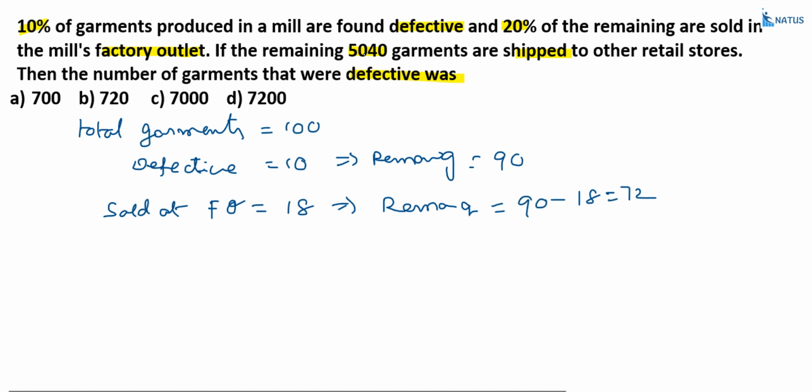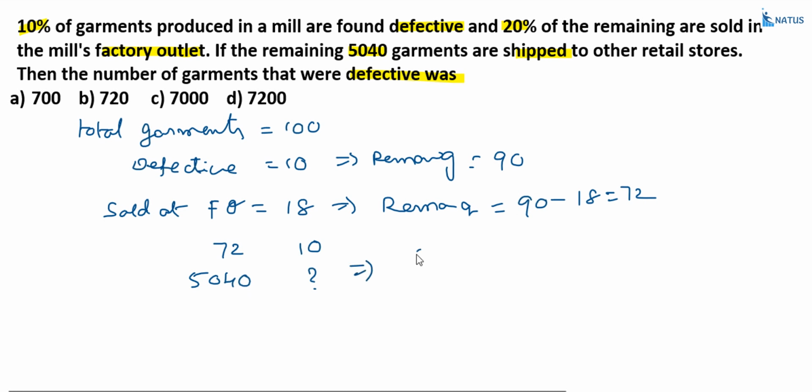But according to the condition, how many garments are shipped? 5040 or not? Now, if 72 garments are shipped, the number of defective garments is equal to 10. But according to the condition, the garments shipped are 5040. Now what we require is how many garments are defective.